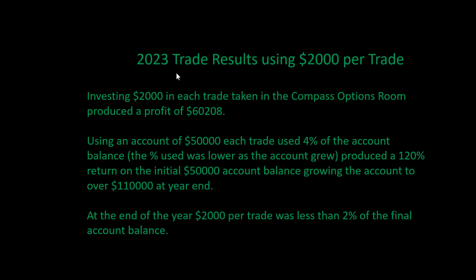To recap all of 2023, everybody asked me how much. What about last year? This was our 2023, using 2,000 per trade. 2,000 each trade in the Compass room produced 60,000 in profit. So if you had a $50,000 account, just an arbitrary number, each trade you taken at the beginning of the year would have used 4% of your account balance. And we produced 120% return over the year, so the account would have ended with about 110,000.